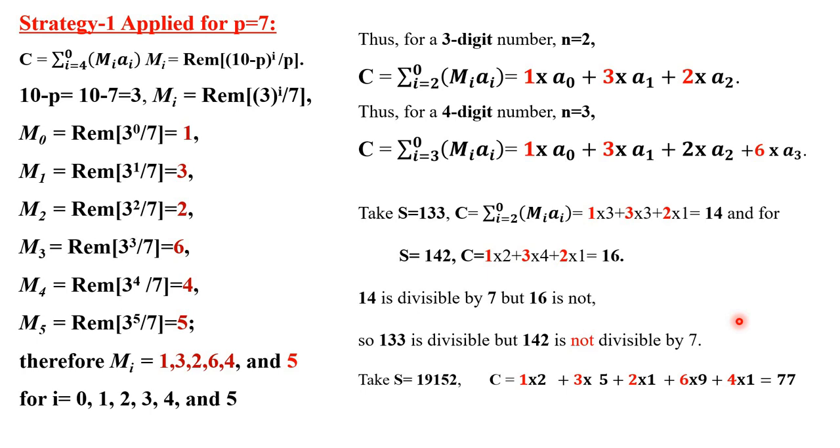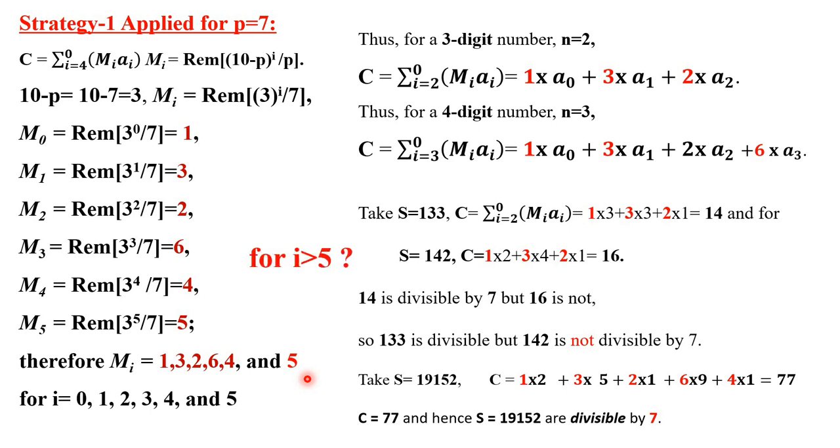But if you take a slightly bigger number, say a 5-digit number, then you have to take M0 to M4. So, 1, 3, 2, 6, 4. And the A0 to A4 is 2, 5, 1, 9, 1. If you sum up, you get 7, which is divisible by 7. So, we can declare that the given number is also divisible by 7. That way you can apply it even for a bigger number.